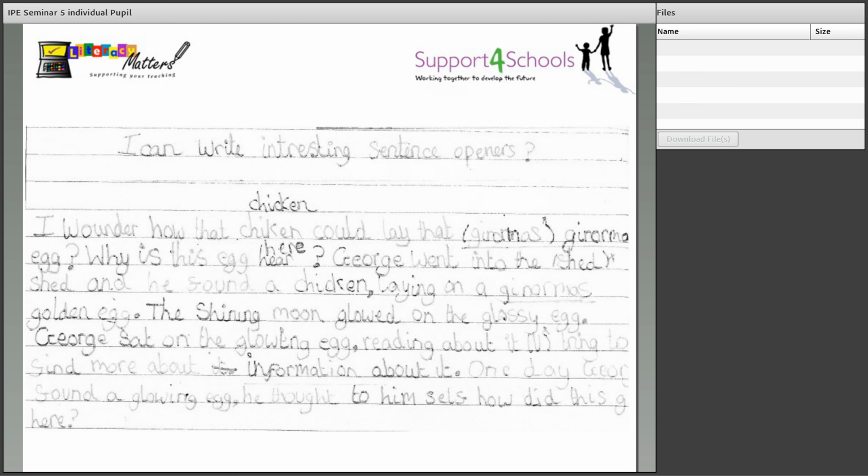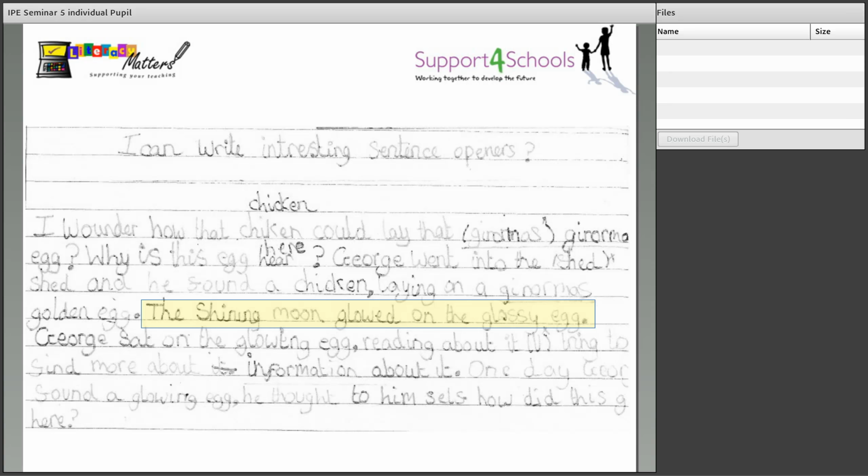Looking here at a year 3-4 class, this exercise was about writing interesting sentence openings. So again, this is about writing an interesting sentence, and a book had been used to model what an interesting sentence opening might look like. You probably can't read this, but I'm just going to focus on one sentence here: "The shining moon glowed on the glassy egg."